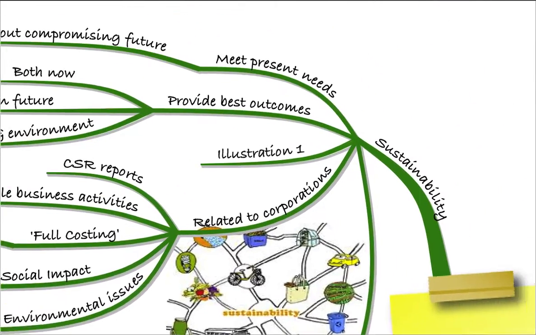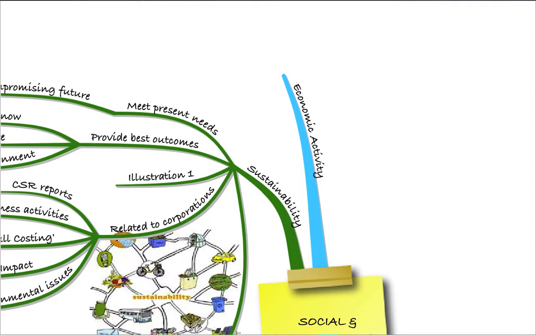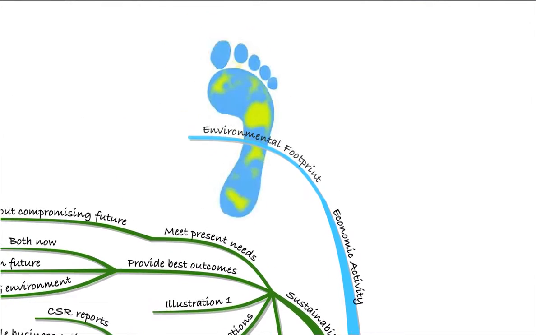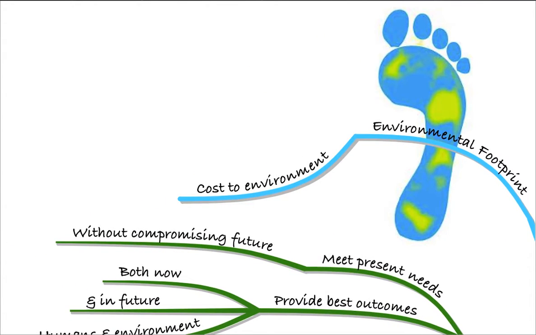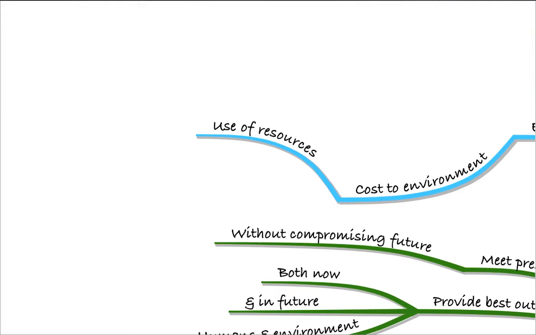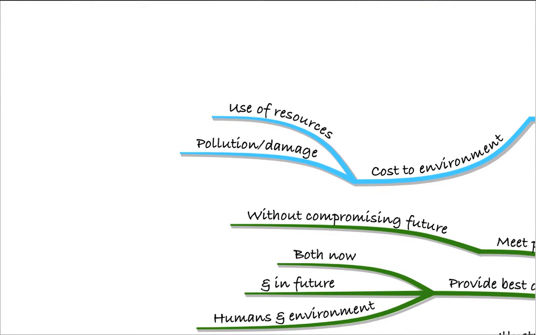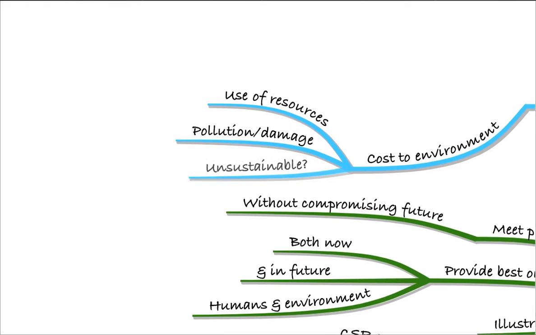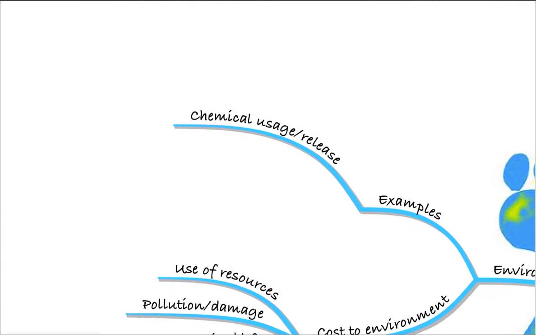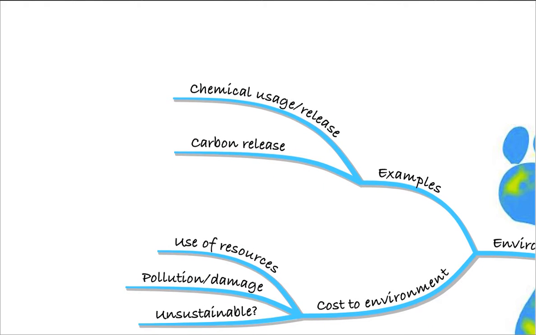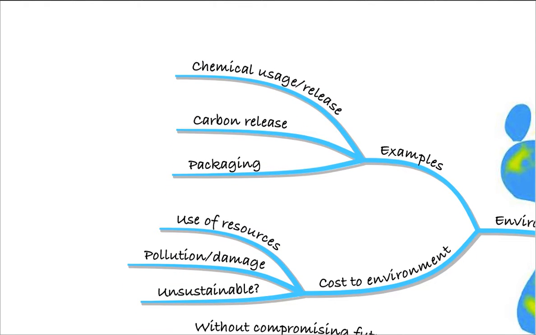So we need to remember a few things. We need to remember that economic activity causes an environmental footprint, no matter what it is that the business is doing. So that will be the cost to the environment through the use of resources or potentially pollution or damage. And we need to see if this is sustainable or not. So examples of this would be chemical usage or releases, carbon releases, using too much packaging, for example. All of those will increase the environmental footprint of a business.